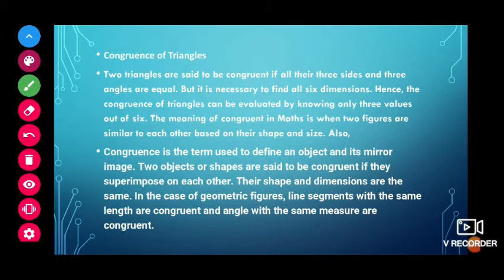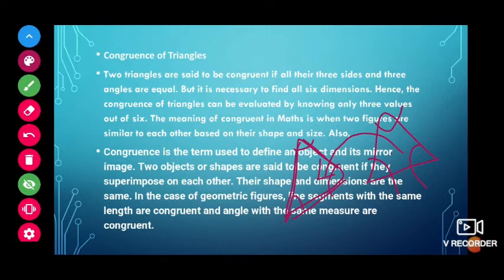Next one, congruence of triangles. How can we say the two triangles are congruent? If we take any two triangles and say they are the same, then if I place this triangle on the other triangle, all six dimensions, this angle, this angle, this angle, and this side, this side, this side, should be equal to all six dimensions of the other triangle. Then we can say that the two triangles are congruent, equal to each other.